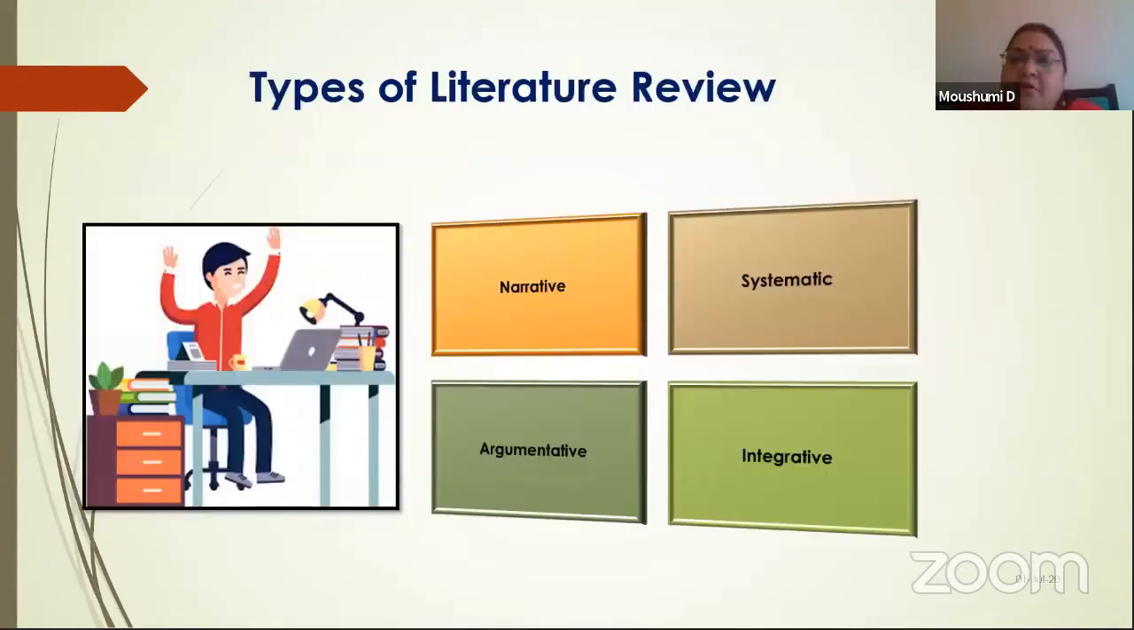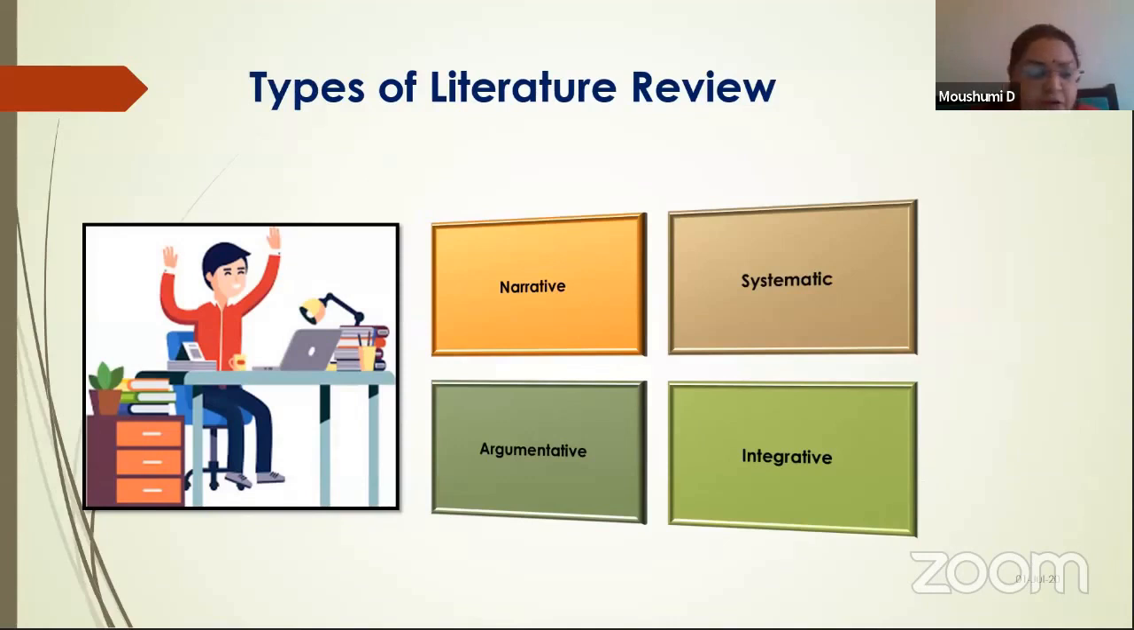Before I start writing a literature review, let us understand the different types of literature review. There are actually many types, but here I have taken up four important types. Number one is narrative, the most traditional literature review. The narrative is also called the traditional approach.